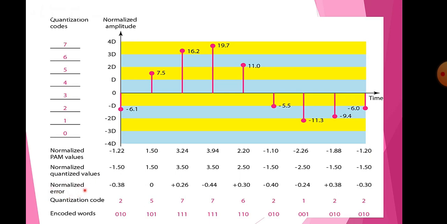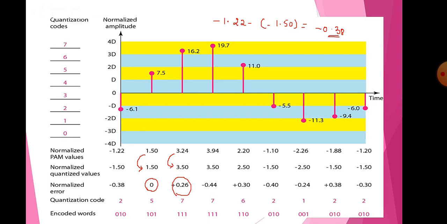Now we have to compute the normalized error. That means normalized PAM value minus normalized quantized value. Suppose for this example we take one value. The normalized pulse amplitude modulation value is -1.22 minus of -1.50. So you get the normalized error as -0.38. Similarly for the second one, 1.50 minus 1.50. So here we get the normalized error as 0. For 3.40 we get 0.25 and so on.